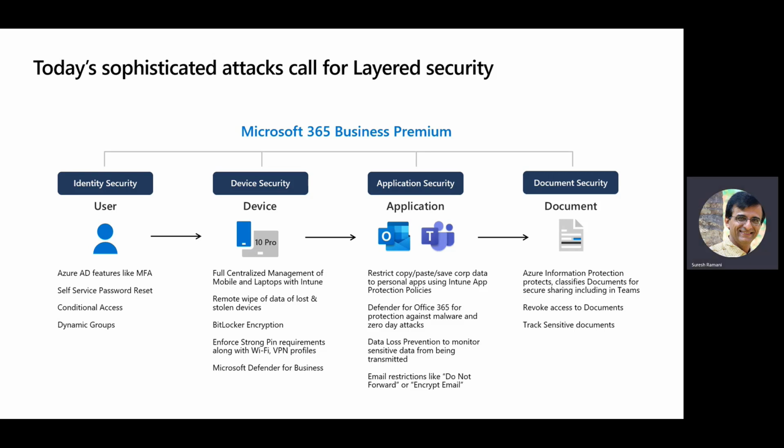So why should a company invest in Business Premium for security? The answer lies in the sophistication of cyber attacks. It is no longer sufficient to protect your devices with an antivirus. Business Premium offers multi-layered security covering identity, moving on to device security, then to application level security, and then to document security. Essentially, it covers all the areas from where an attack can happen.